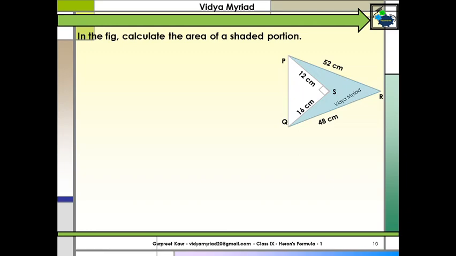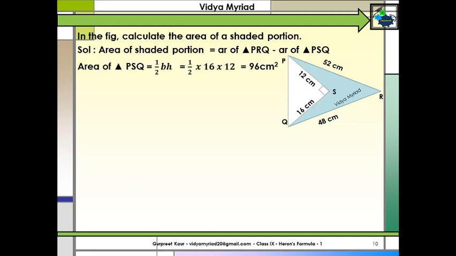How will I find it? If you look at PSQ, PSQ is your right angle triangle and in that triangle, PQ is the hypotenuse. And with the help of the Pythagoras theorem, I can easily find that. So let's begin our calculation. The area of the shaded portion will be the bigger triangle minus the smaller triangle. So first let me find the area of PSQ, that is half base into height. You know the base, you know the height. So the answer comes to 96 centimeters square.